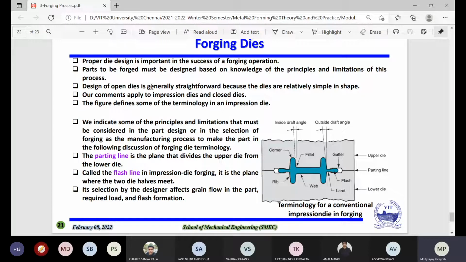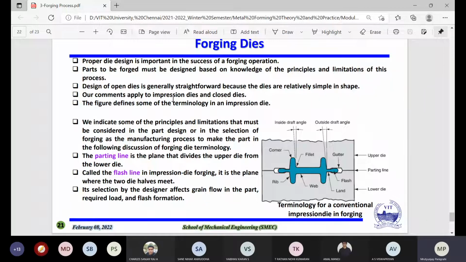The parts to be forged must be designed based on knowledge of the principles and limitations of this process. So you have to understand the basic advantages of this, and the basic limitations of that particular material also. Because whenever you prepare or design a die, you also have to think about which kind of material you will put there. All the parameters you have to think about. You should not think about only one or two parameters.